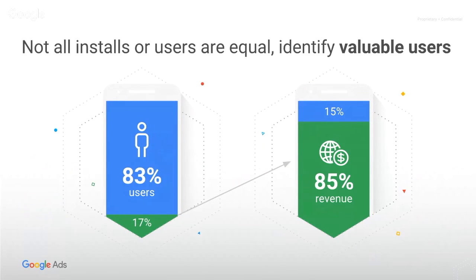In order to sustain a business as an app, you need to find the users that are going to have the highest potential of high LTV. And that's really difficult to find. So only 17% of users are actually producing about 85% of app revenue, which is really incredible. So it's really critical to not just expand all of your installs, but to find the users that are really going to grow your business the most.